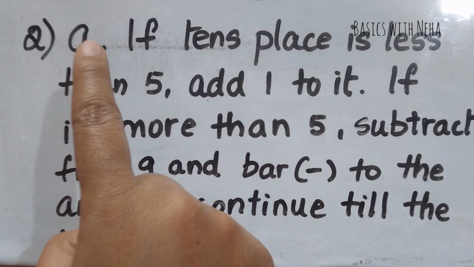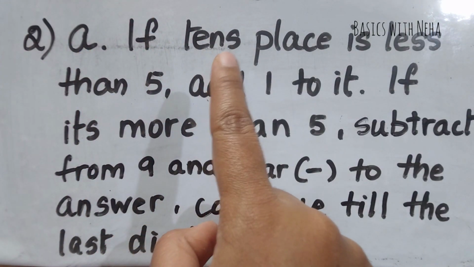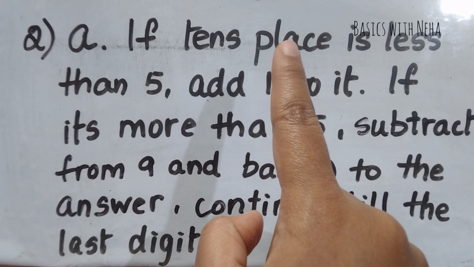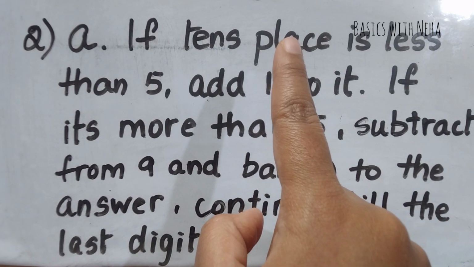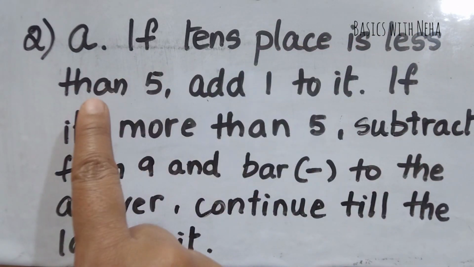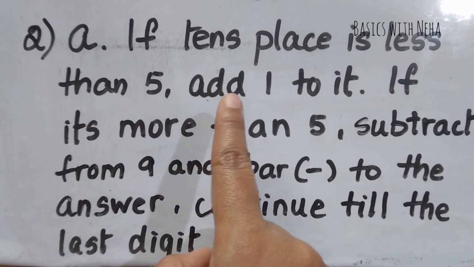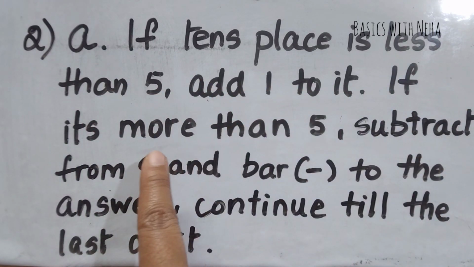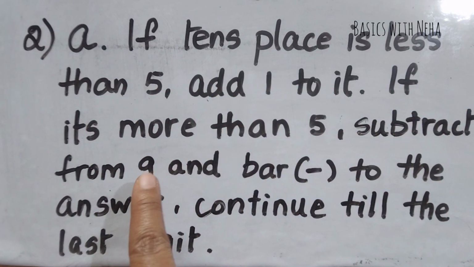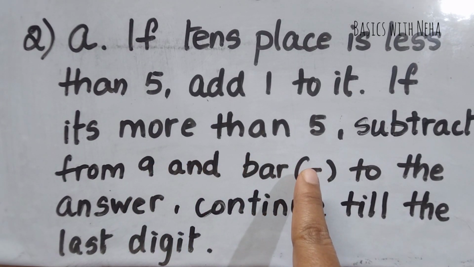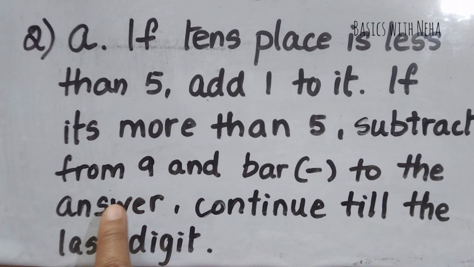The second rule, part A, says if the 10's place, that is the immediate number when you have applied rule 1, is less than 5, you will have to add 1 to it. If it's more than 5, then you will have to subtract it from 9, because you have already subtracted the 1's place from 10, and then you introduce the bar onto the answer number and continue till the last.